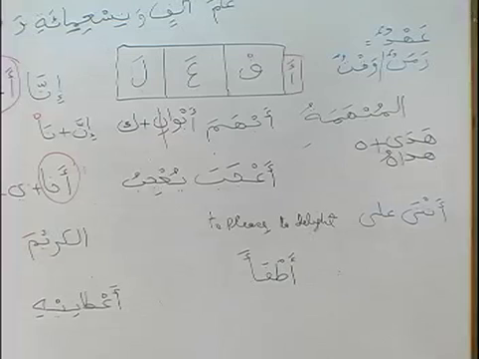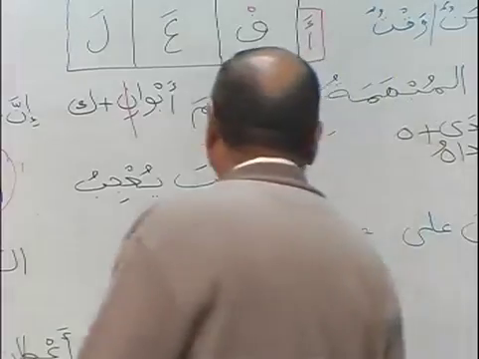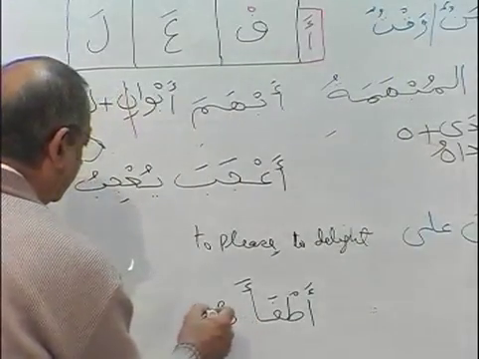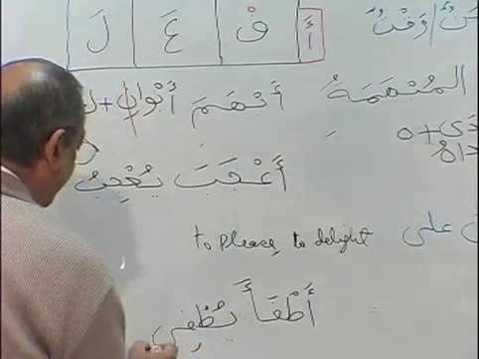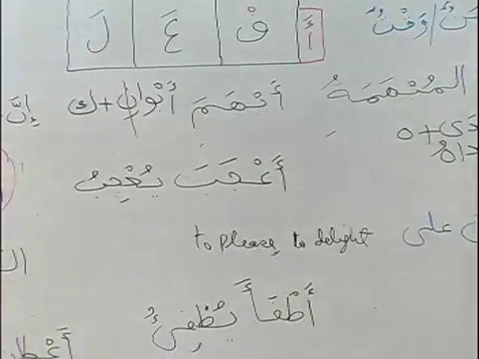أطفأ، يطفئ، يطفئان، يطفئون. So يطفئ is فعل مضارع منصوب بحذف نون. Got the idea? Okay. نور الله. Okay. بأفواههم, by their mouth.